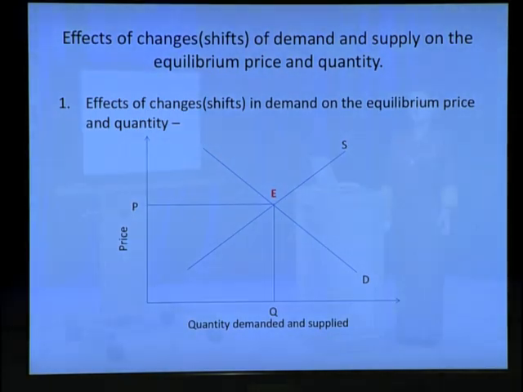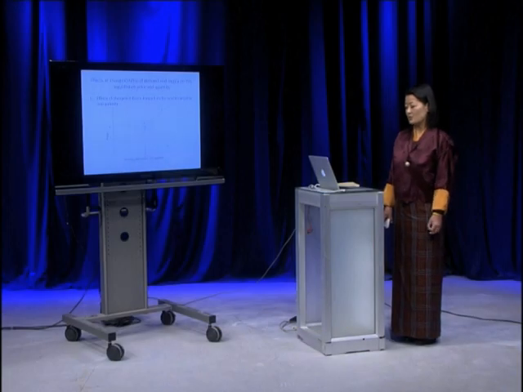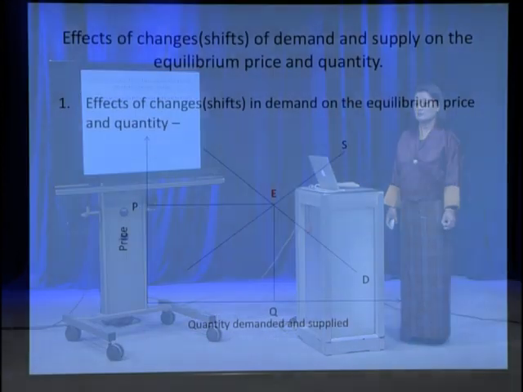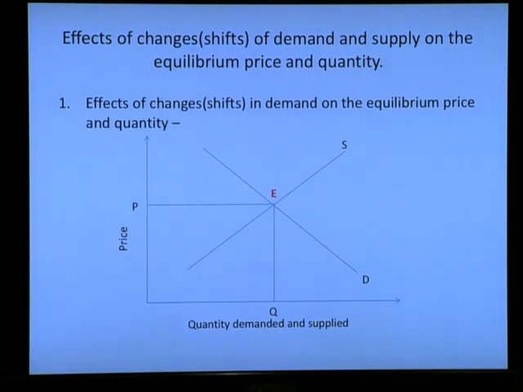So, let us assume that there is an increase in the income of a consumer. When there is an increase in the income of a consumer, the whole demand curve is going to shift towards the right. When it shifts towards the right, equilibrium quantity would increase. So, it has increased from Q to Q1.